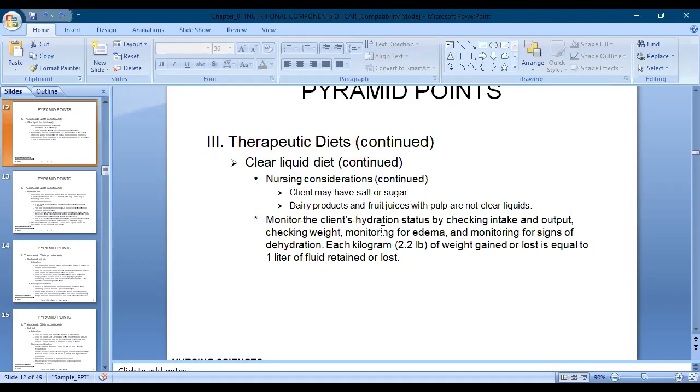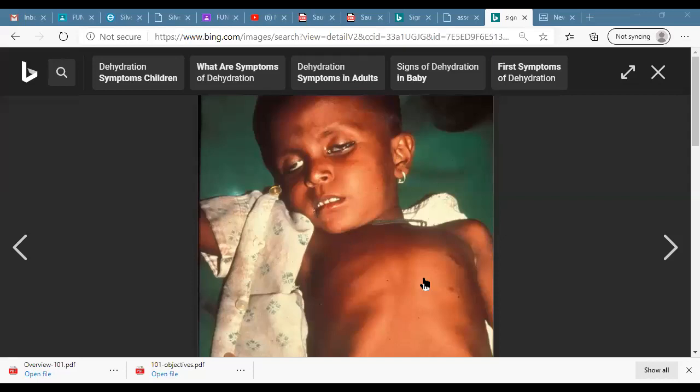Monitor the client's hydration status by checking input and output, checking their body weight, monitoring for edema, and monitoring for signs of dehydration. Also, each kilogram of weight gain or loss equals one liter of fluid. So here I can show you a picture showing a dehydrated boy or patient. Their eyes are sunken and their lips are dry, right? Dehydrated. So this is the image showing the dehydrated client.